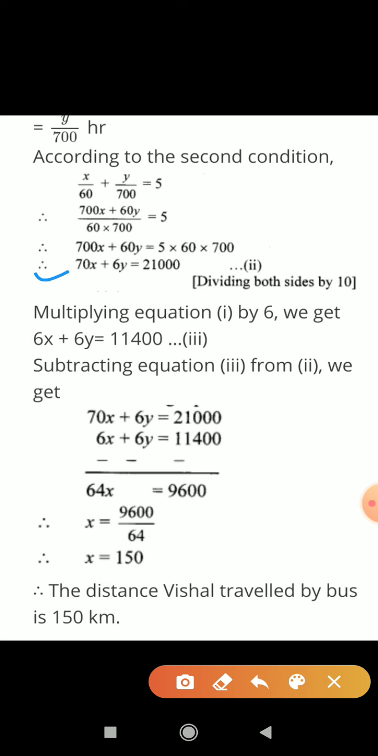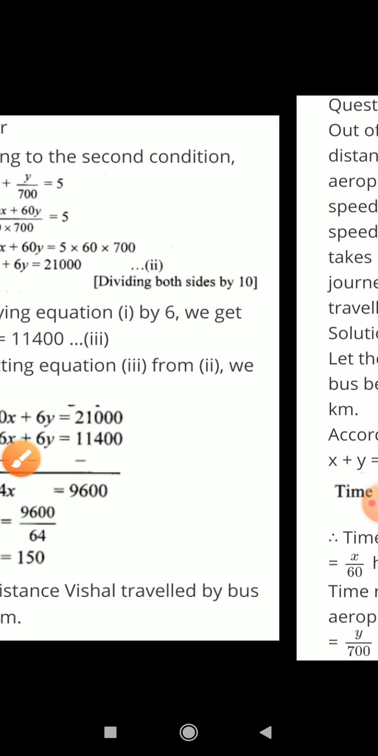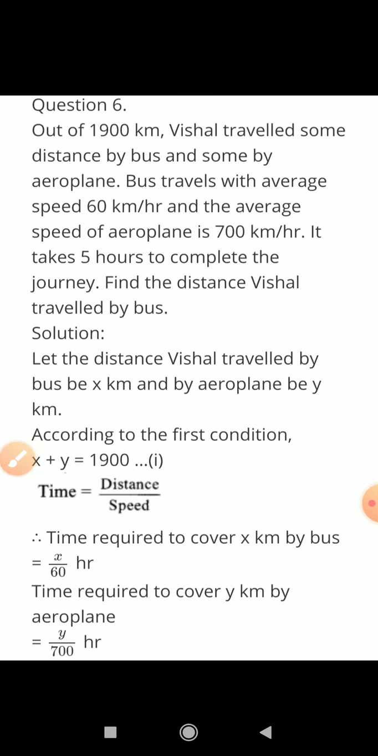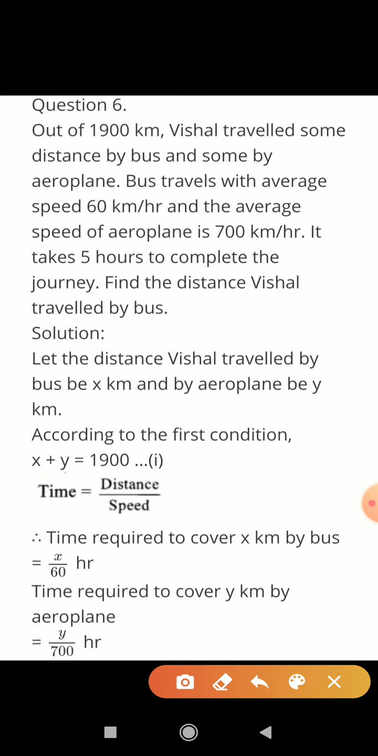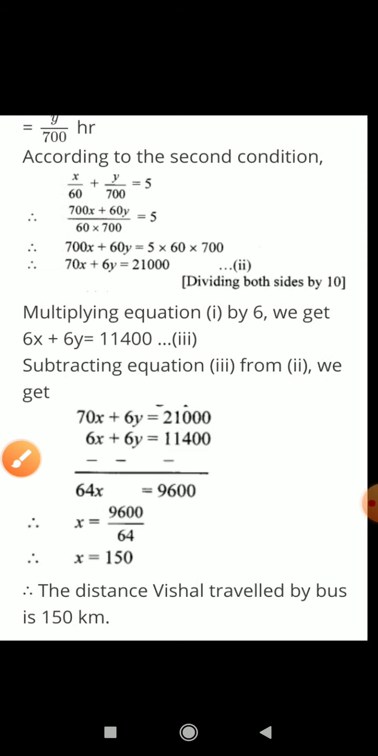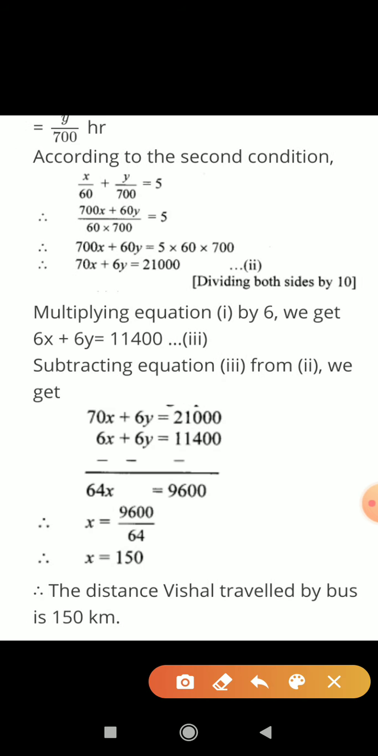Now we have to consider equation 1 and equation 2. In equation 2 we have 70x and 6y, and equation 1 is x plus y is equal to 900. Here x has coefficient 1, y has 1. So we have to equalize one of the coefficients. To equalize the coefficient of y, we have to multiply equation 1 by 6. So we get equation 1, which was x plus y is equal to 900.